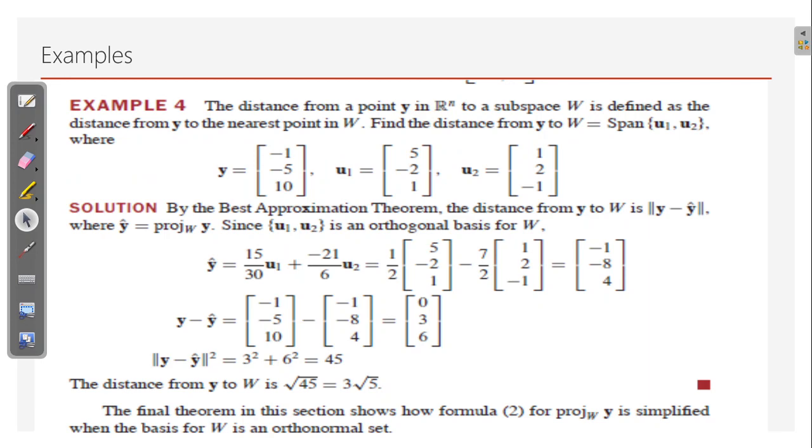Now going to example 4. The examiner is asking you to find the distance from a point y in Rn to a subspace W, which is defined as the distance from y to the nearest point in W. So you find the orthogonal projection y cap, and then you find the distance between y and y cap, which is nothing but norm y minus y cap. That is given in the solution.